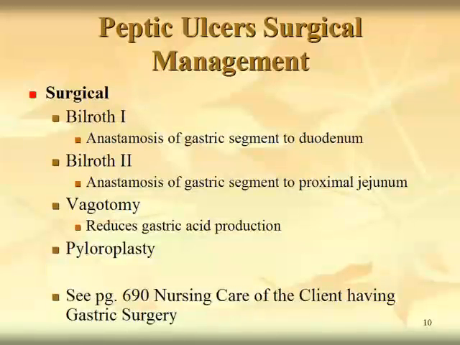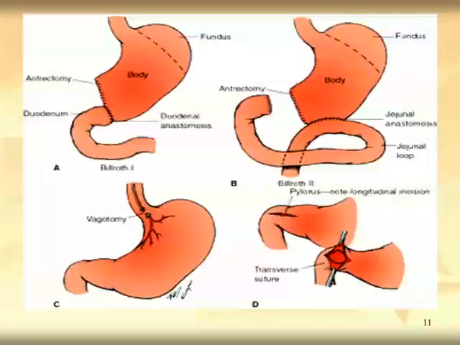Another thing is to have the patient have a vagotomy, which is where the vagal nerve is cut, and this helps to reduce gastric acid production. The patient may also need a pyeloplasty, and there's a good page in your book that looks at the nursing care plan of a patient having gastric surgery. This is a picture that depicts the different Billroth procedures and a vagotomy and what is done in each of these different types of procedures.